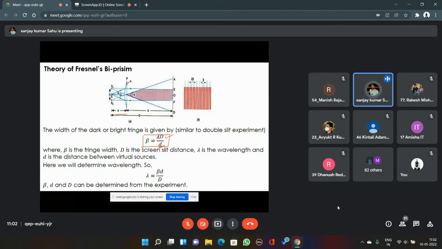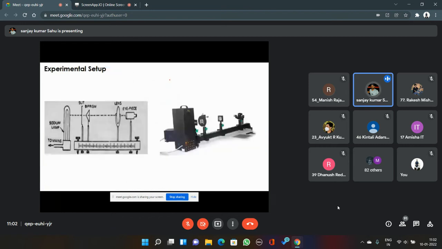Width means the distance between the bright fringe to dark fringe, the distance between two consecutive dark fringes or two consecutive bright fringes. That's called the width of the fringe pattern. That width can be written as beta equals lambda divided by d, which is similar to that of Young's double slit experiment.